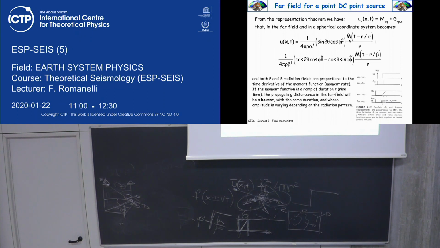And what we're going to use is the information of a P wave, spherical, and an S wave, spherical, with radiation patterns, longitudinal, transverse, with some time information that is the derivative. It's called rise time.